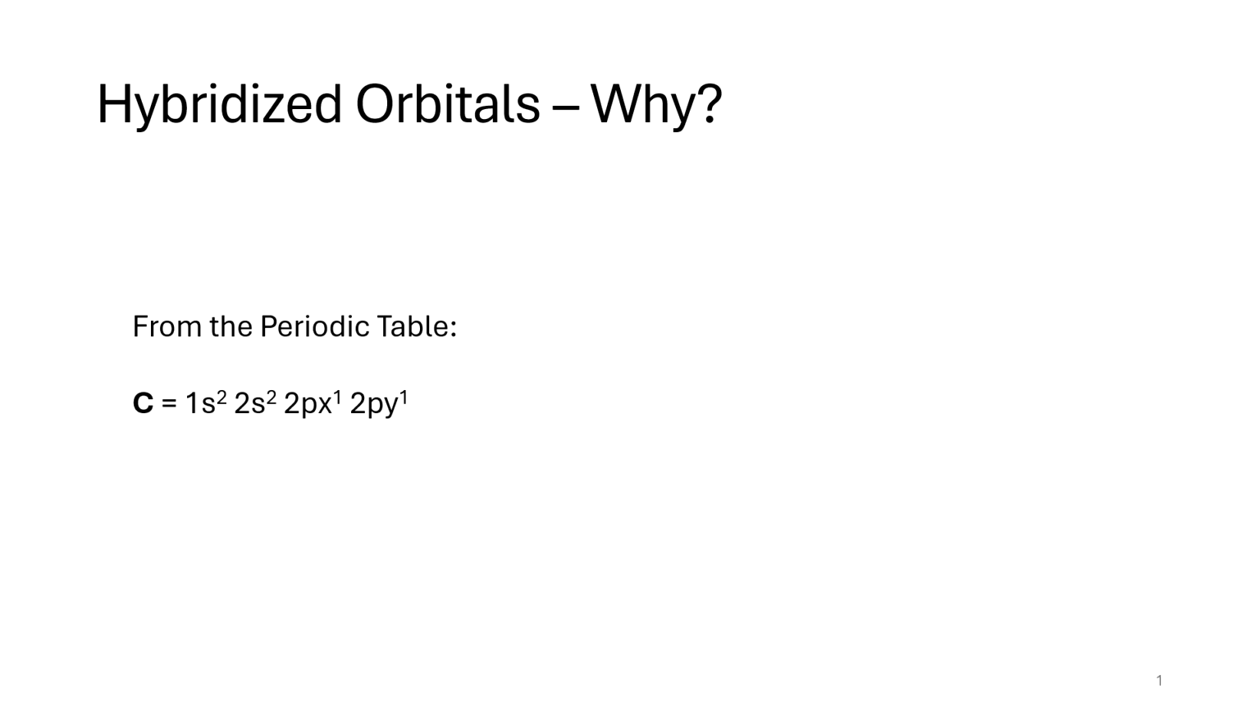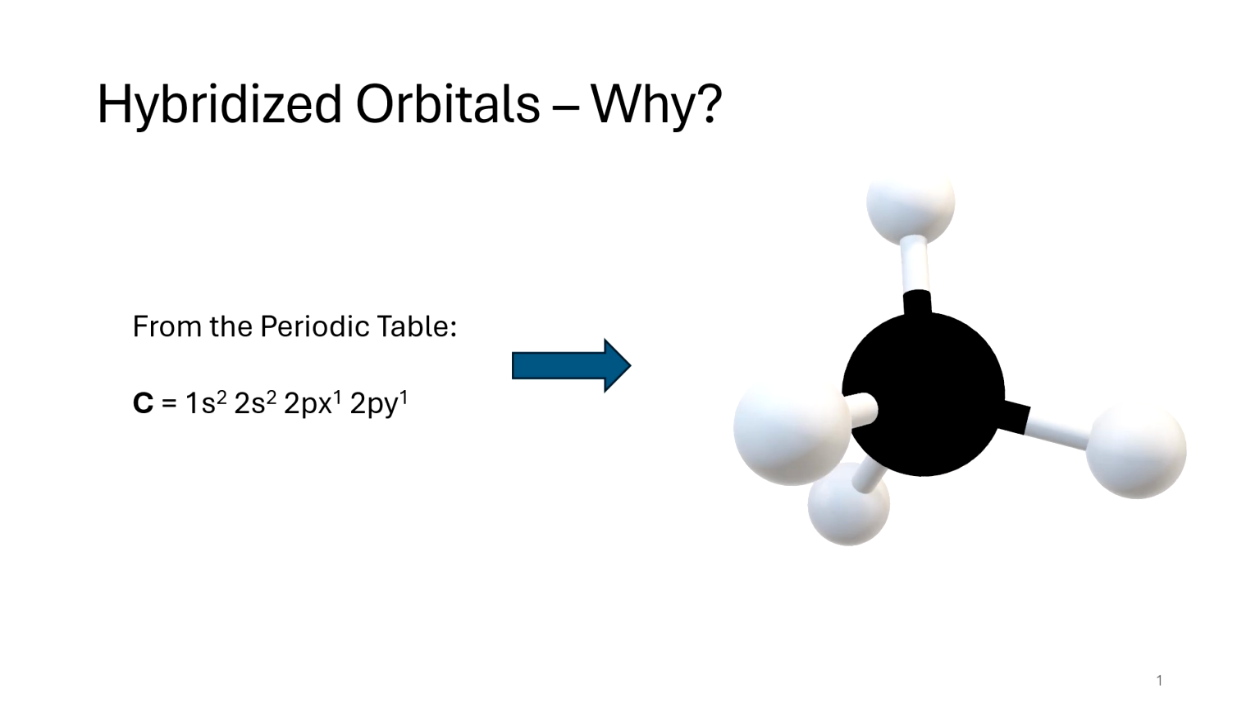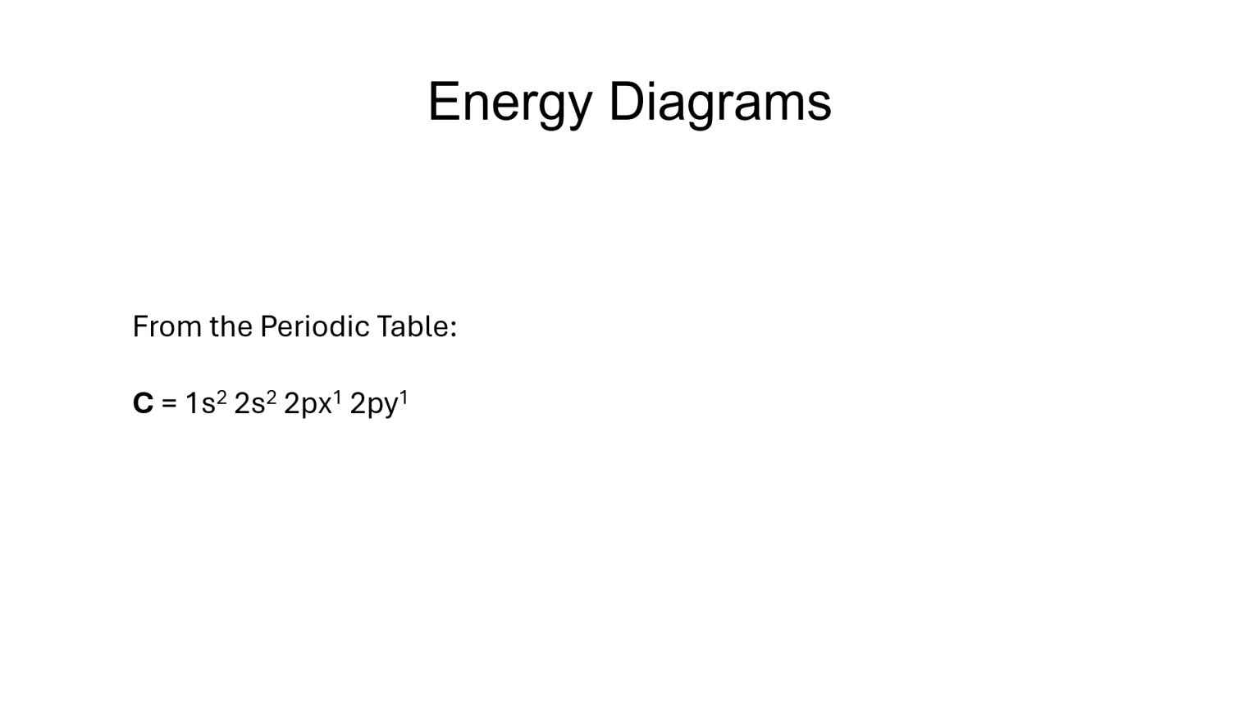From the periodic table, carbon is known to have the electron configuration 1s2, 2s2, 2px1, 2py1, which will not provide 4 equivalent bonds to carbon in a molecule like methane shown here. In organic chemistry, we find it useful to convert the linear representation of the electron configuration into an energy diagram.